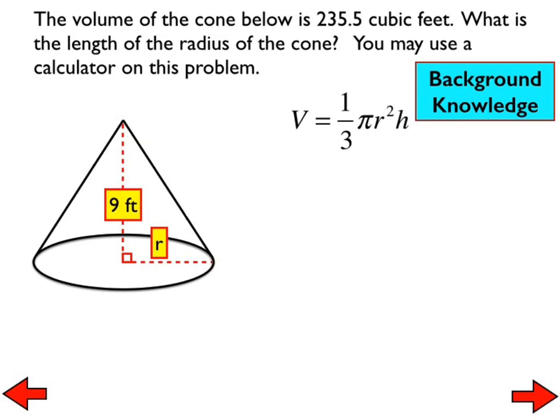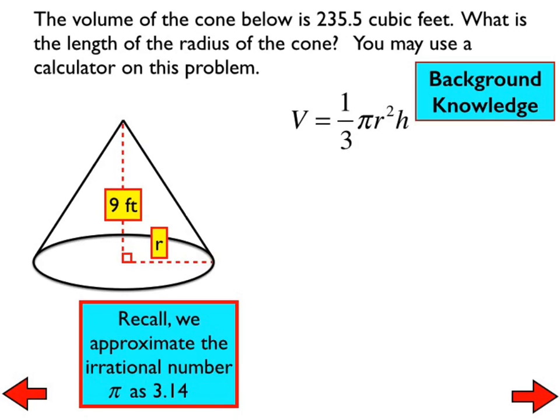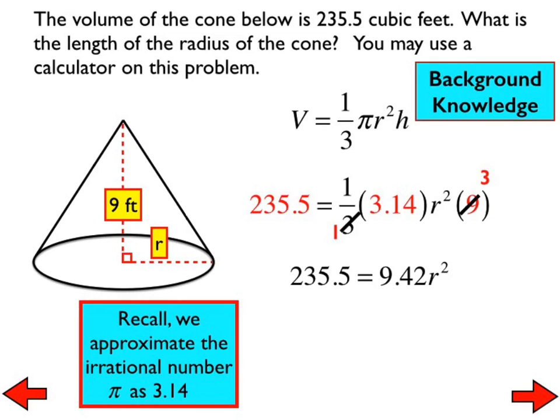So when we use the formula for the volume of a cone, which is volume equals 1/3 pi r squared h, where h is the height or the altitude of that, we plug in everything that we know. We know that the volume is 235.5. We know the pi, we estimate it to be 3.14. And the height or the altitude of that cone is 9. And then we do some simplifying where we can. We end up with this.